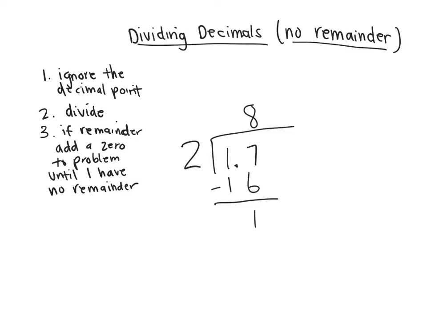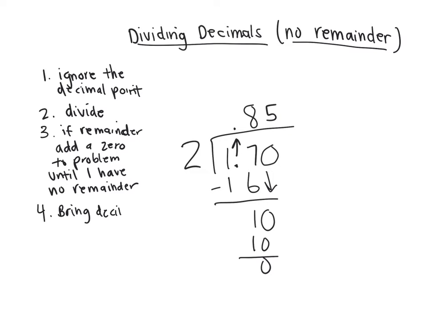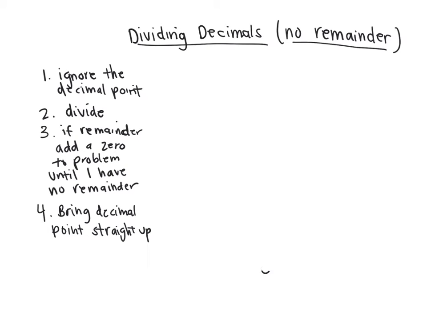Okay, so I have to add a 0 to my problem. And then I bring it down, and I have 2 into 10, which is 5. And then I can bring my decimal point straight up. Okay, let me erase. Let's try this again.